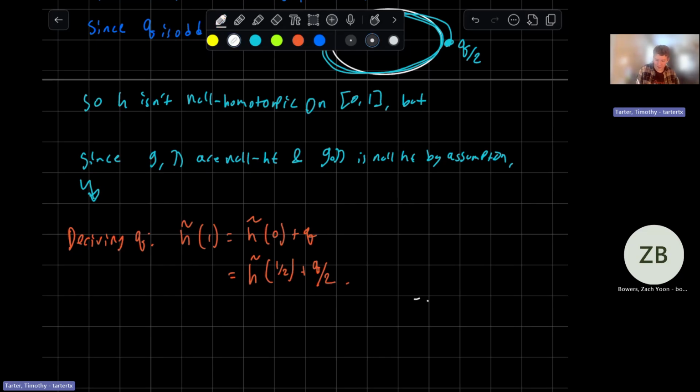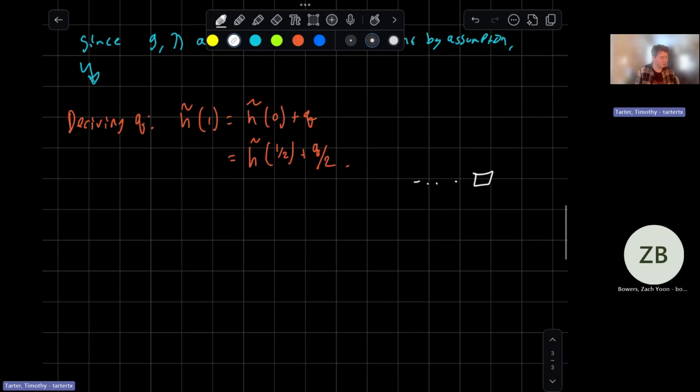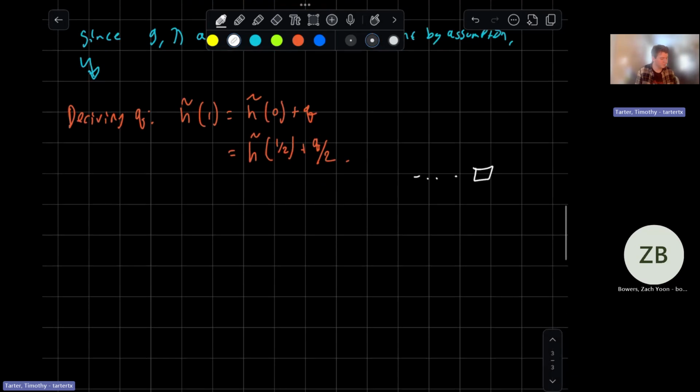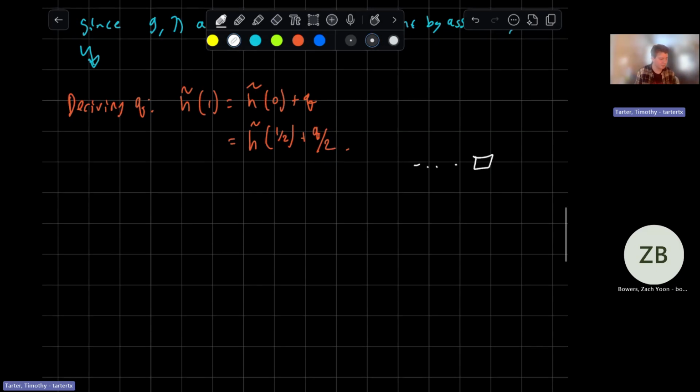I'm gonna say dot dot dot dot square. Maybe look this up in your own time, because that's an unsatisfactory argument. We'll leave it at that.